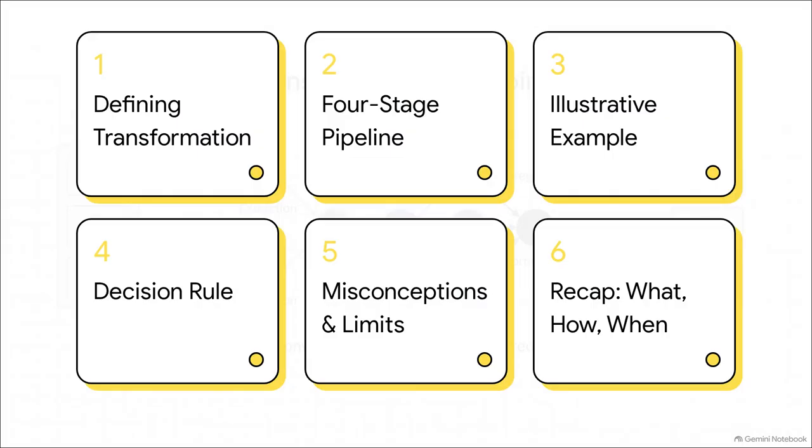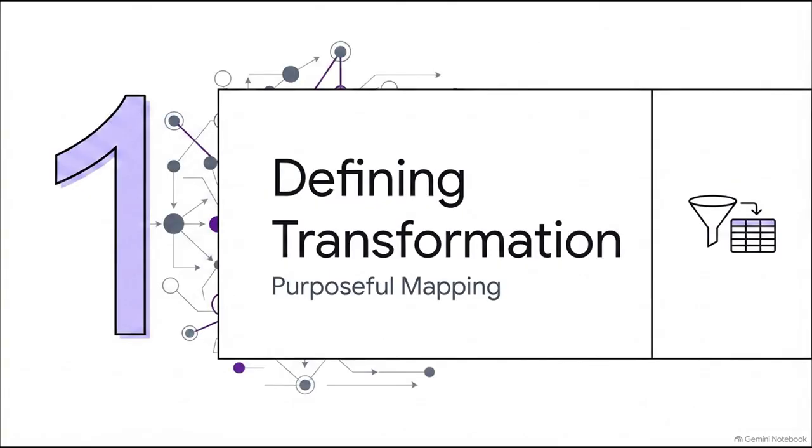Here's our roadmap for today. We'll define data transformation, walk through the four-stage pipeline, look at an illustrative example in practice, cover the golden decision rule, tackle some common misconceptions and limits, and finally wrap it all up with a quick recap. All right, let's dive right into step 1, defining data transformation.